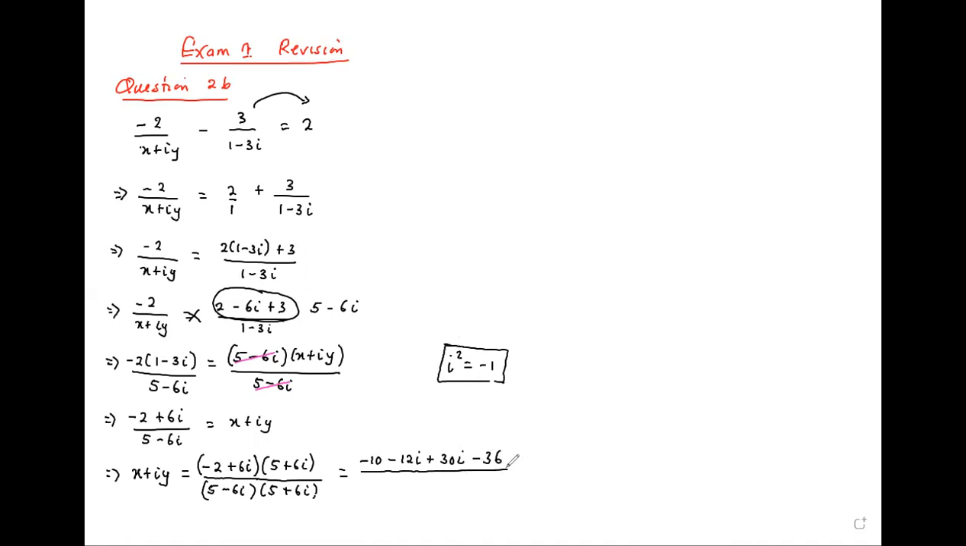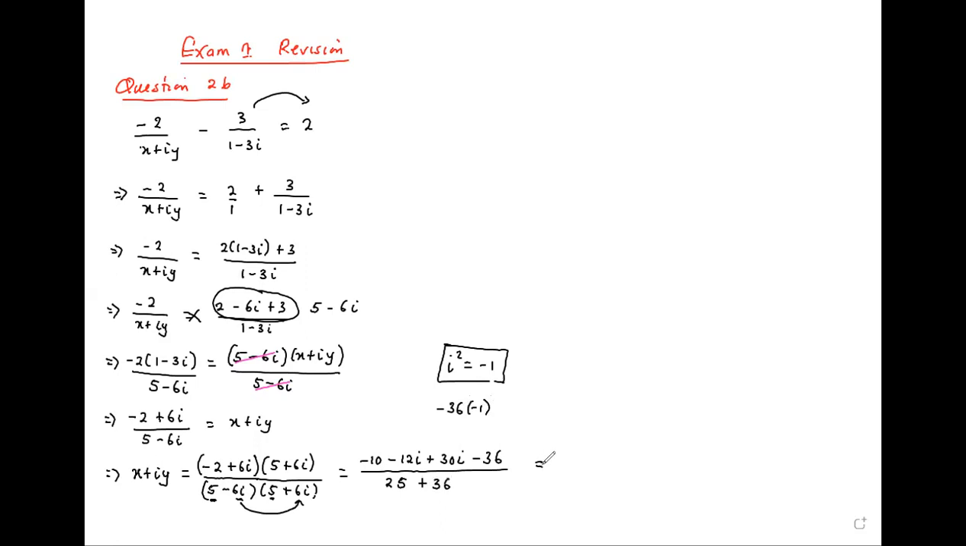Then on the denominator, 5 times 5 we get 25. When you're conjugating or rationalizing, you only multiply the first entry by itself and the second by the other. So negative 6i by positive 6i gives negative 36, and then i times i is i squared, which is negative 1. This will come out as positive 36.